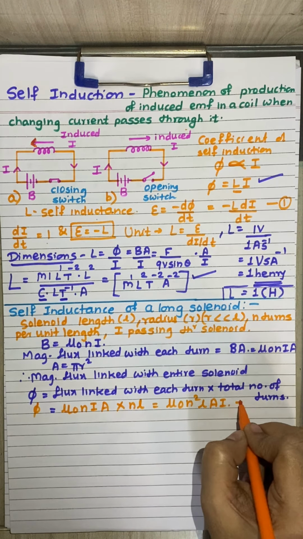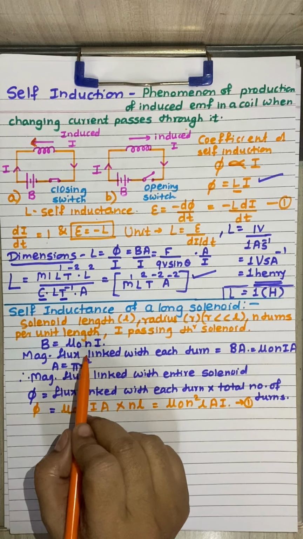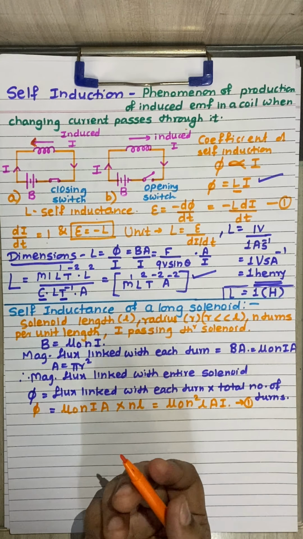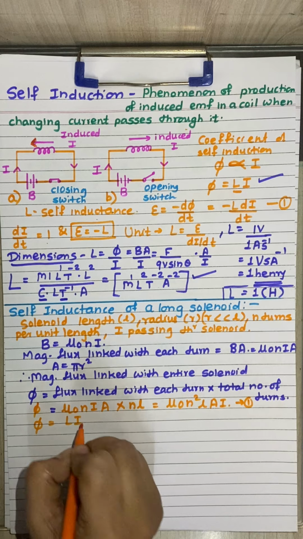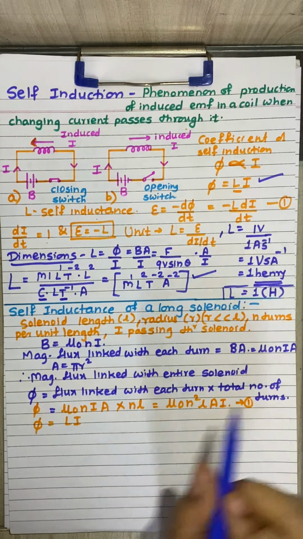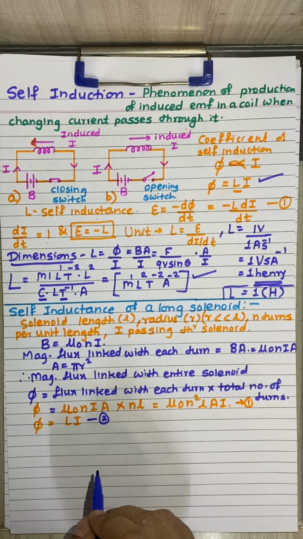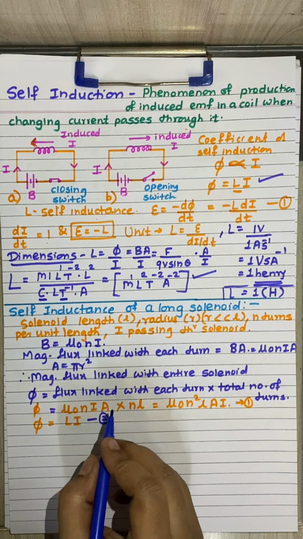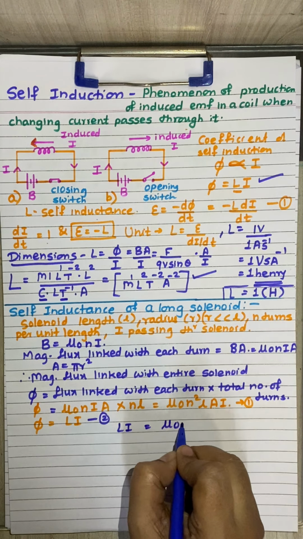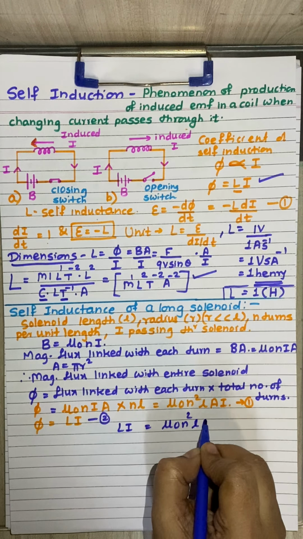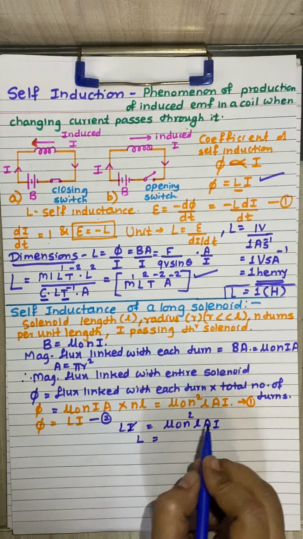So this phi is calculated by using the formula B is equal to mu naught nI. Now as we have studied, flux is also given by phi is equal to LI, and this is the second equation. Both fluxes are the same, so if I equate both the equations, then L into I is equal to mu naught n squared L A I. So I can write L is equal to, this I gets cancelled out.